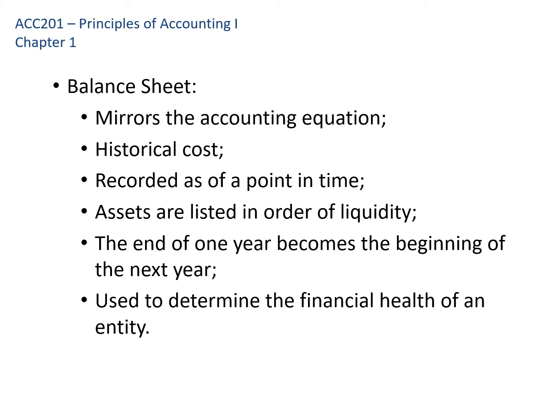So in terms of formatting, the assets are listed in order of liquidity. So what is closest to cash? So cash will come first, something like land will come last. And the balances carry over from one year to the other. If I end year one and I have $50,000 in cash and I have $100,000 in land, well, that is what I start the next year at, because I still have that cash, I still have that land. So the balance carries forward.